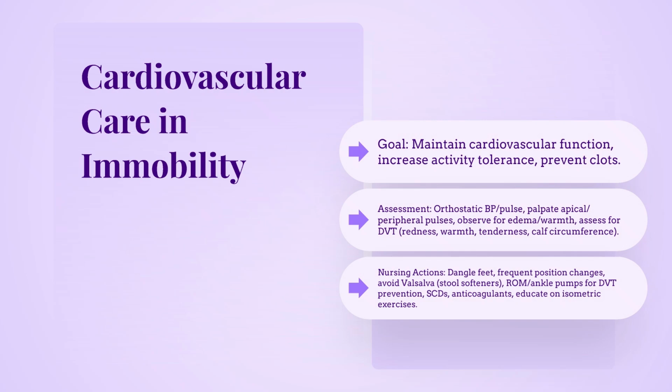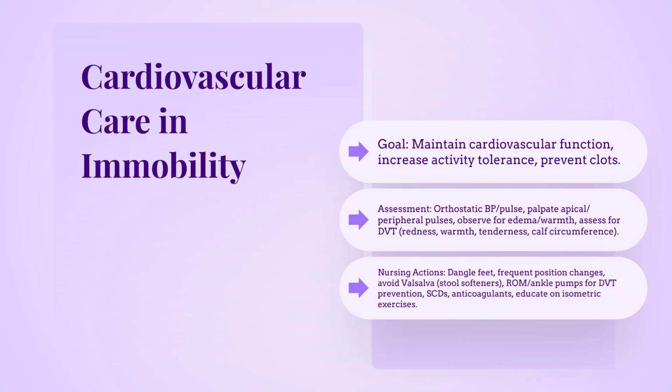We're going to look for edema and warmth. We're going to look for DVTs. You're going to have that redness, warmth, tenderness. The best practice is to measure calf circumference every day. If there's a major difference in the size of the calves, like one day they're 15 and 16 and the next day they're 15 and 20, we know we've got a problem that needs to be reported to the doctor. So measuring that calf circumference is a great way to watch for DVTs.